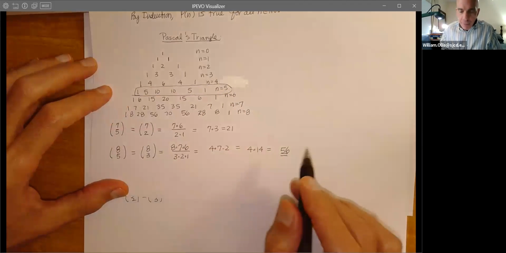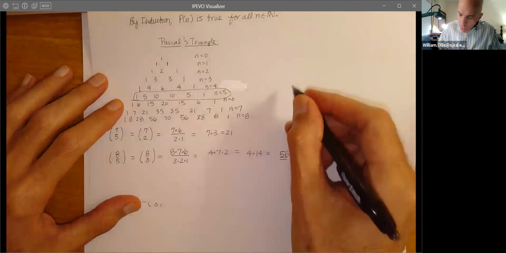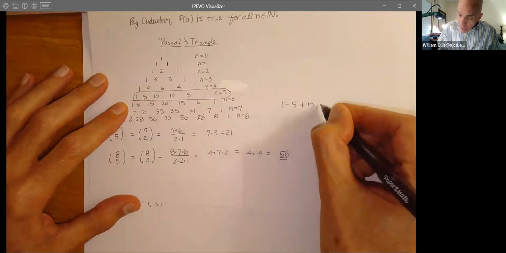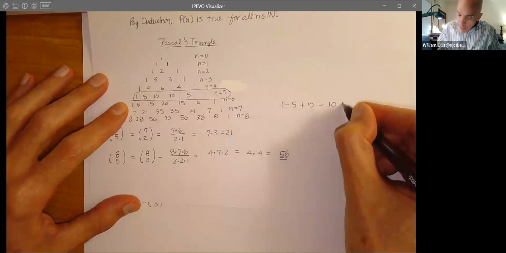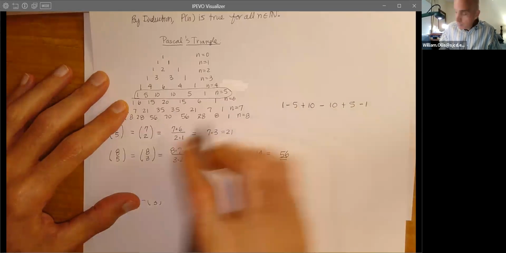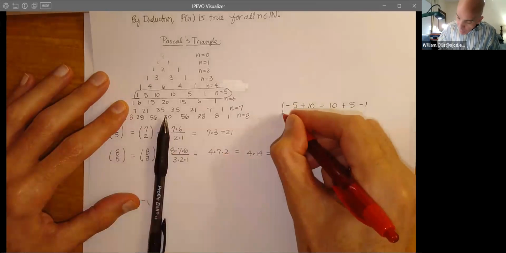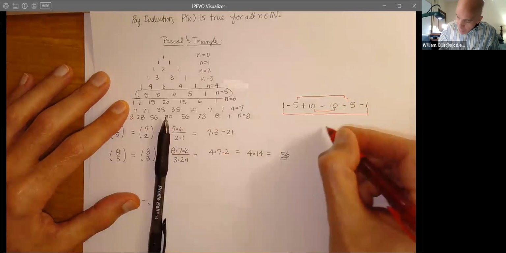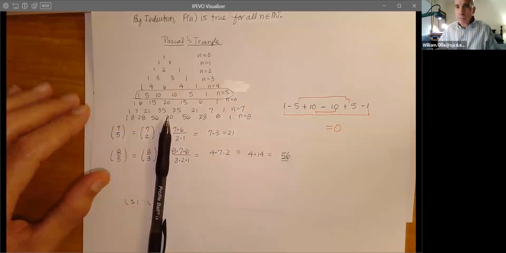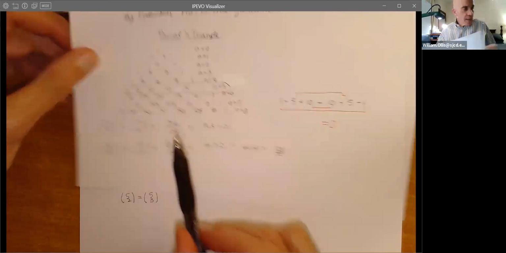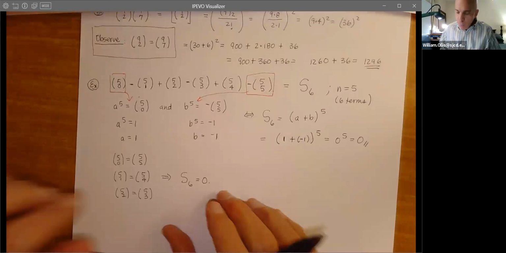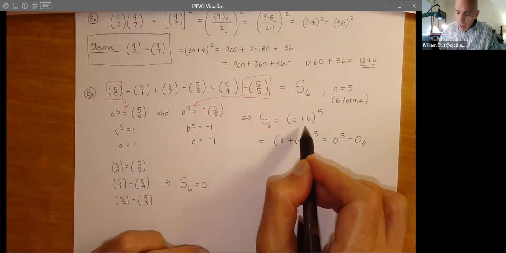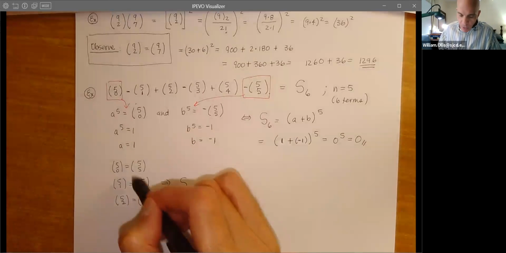So you could fill that in. And you could say, okay, well, this will be 1 minus 5 plus 10 minus 10 plus 5 minus 1. And then pair them up and get 0. You could do it that way. I mean, the idea is there's several ways you can do this problem. You can work backwards to the binomial theorem, or you can just say, well, these are equal and opposite.